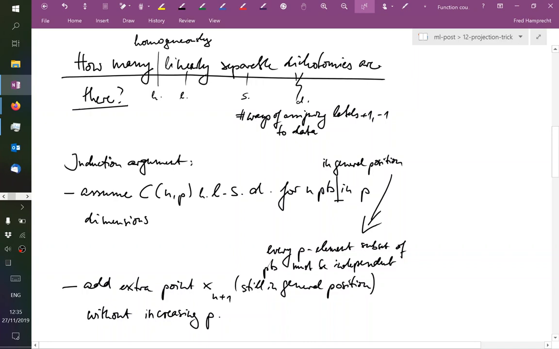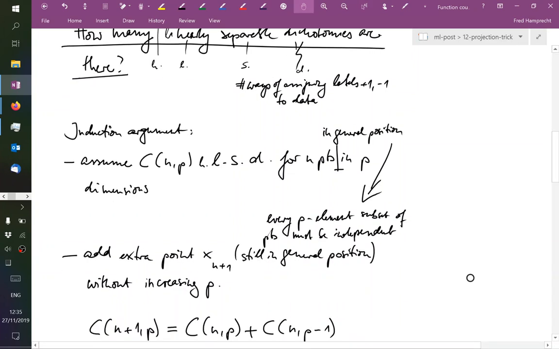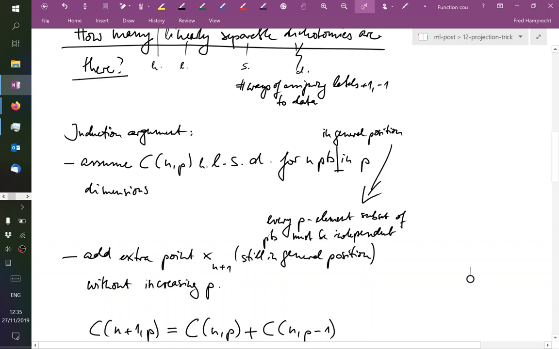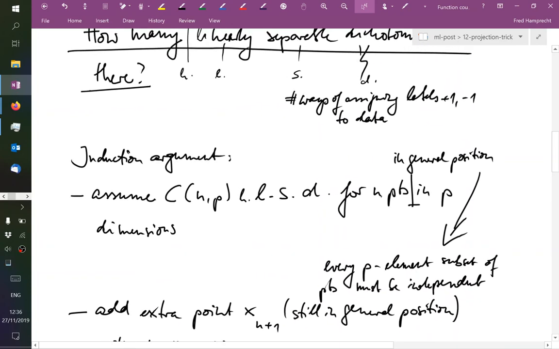So another way of saying what I've just said is that every p-element subset of points must be independent in a p-dimensional space. Now, Cover makes this induction argument. He says, let's start with n points in p dimensions, and let's say that C(n,p) of them are homogeneously linearly separable. Whatever the number is, we just call it C of n and p.